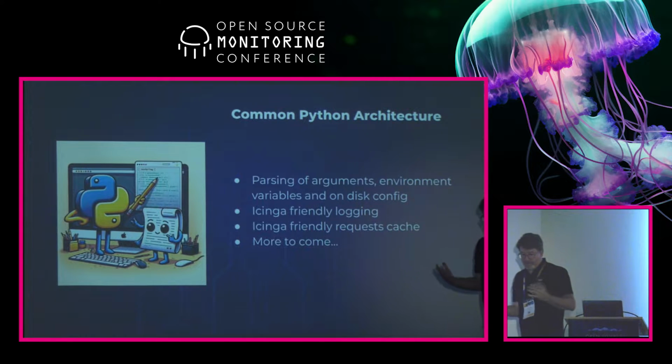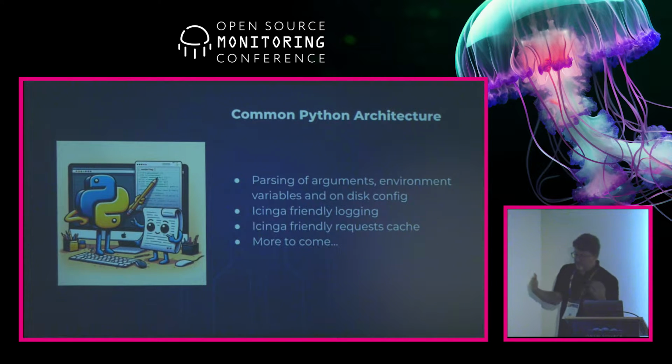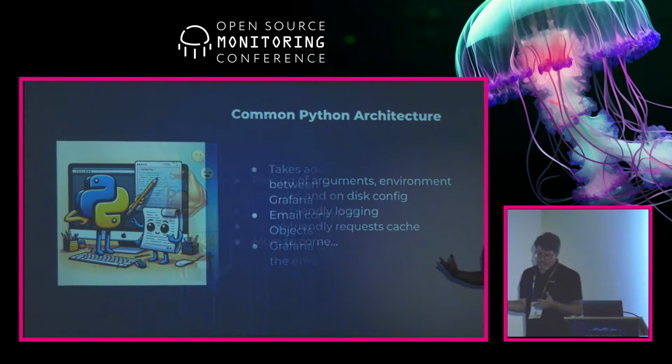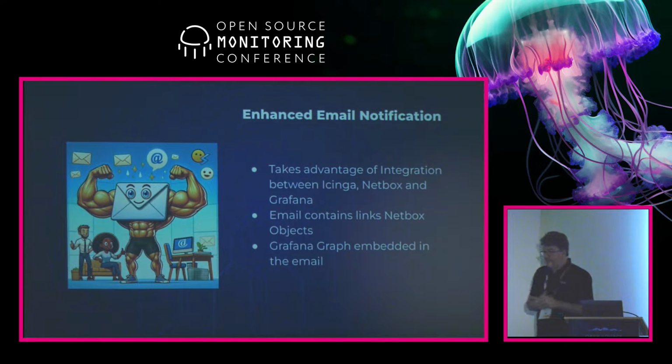So we decided on Python as a common architecture. All of our plugins that we've released on GitHub allow for parsing input from arguments, environment variables, and on-disk config all at once. So you can mix and match things and pull things from various different places. We've added useful logging and also a shared cache.